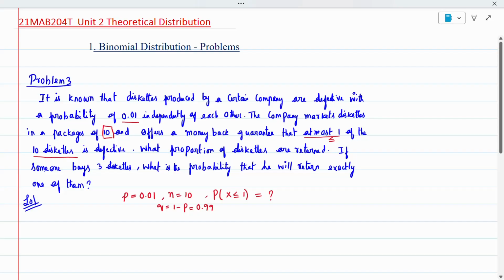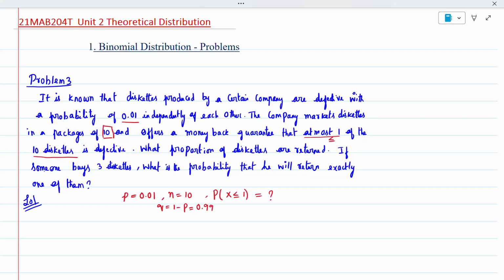So in this question, it is known that the disks produced by a certain company are defective with a probability of 0.01, independently of each other. The company markets disks in a packet of 10 and offers a money back guarantee that at most one of the 10 disks is defective. What proportion of the disks are returned? If someone buys 3 discs, what is the probability that he will return exactly one of them? So this is the question that is asked.